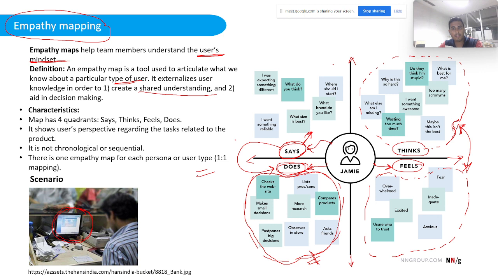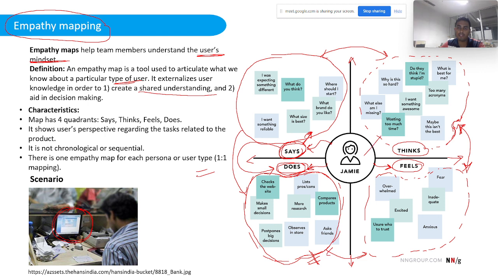Okay, and this is not chronological, so there is no particular sequence in how we move information here. This is more like an affinity mapping where we dump information under these four categories, and then we try to see how say and think are related. We then try to connect say and does, then does and feeling. Likewise, we try to understand various activities and tasks related to these four pieces of information.